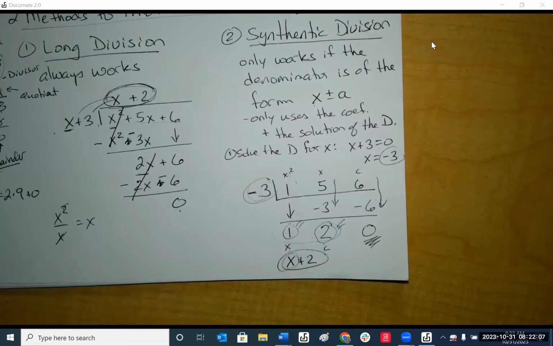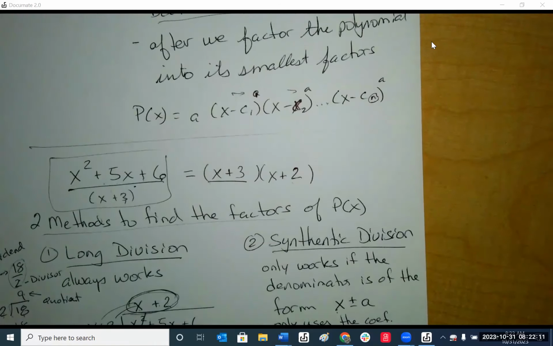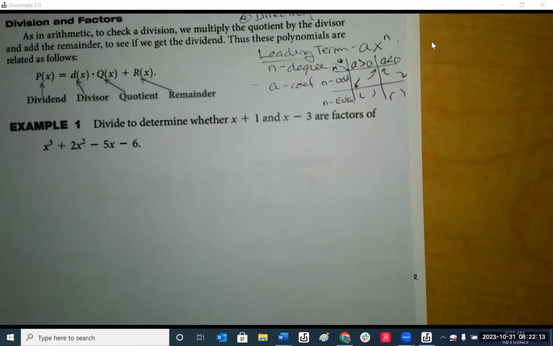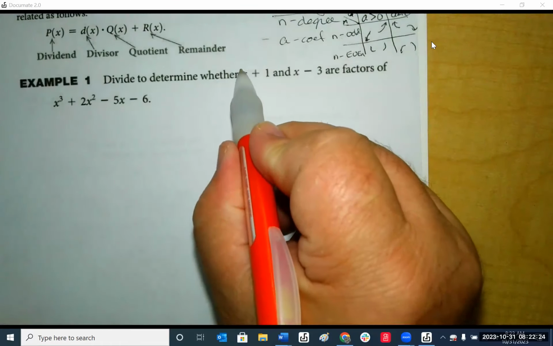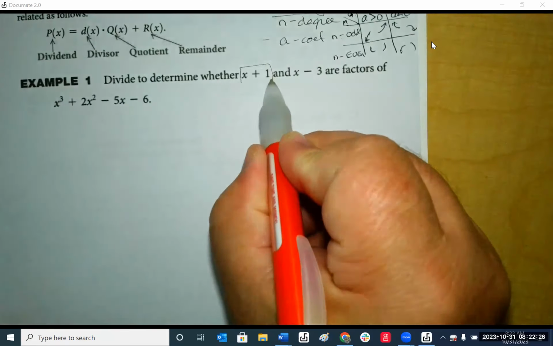Okay, so let's go ahead and look at our first example. Determine whether x plus 1 and x minus 3 are factors of this polynomial. For the first one, let's do it both ways, synthetic and long, because you need to have practice using long division.